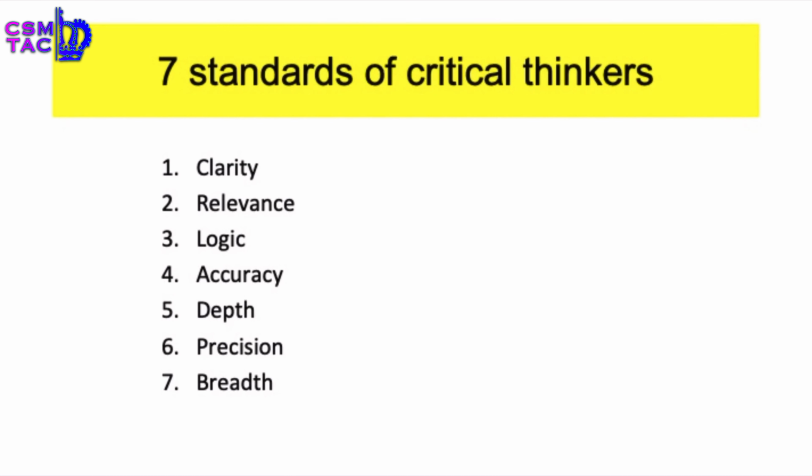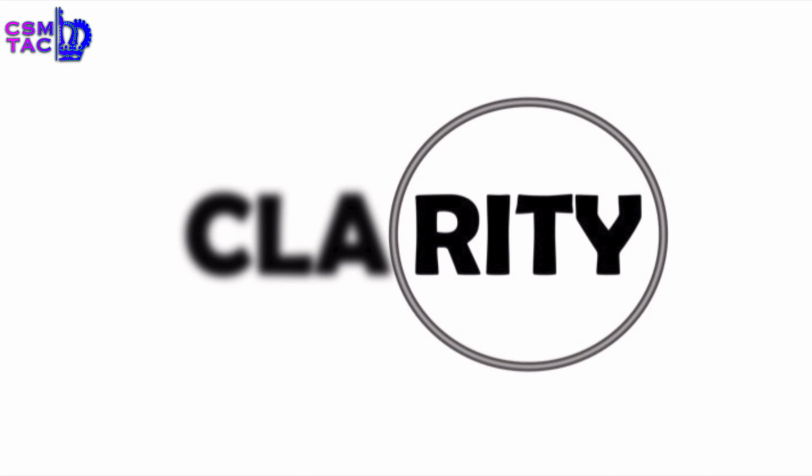According to the Foundation for Critical Thinking, there are 7 standards that critical thinkers should have in their mindset. These are, number 1 is clarity. Here, ask for illustrations and examples. Get hard facts. Ask the person to elaborate or express the idea in another way.